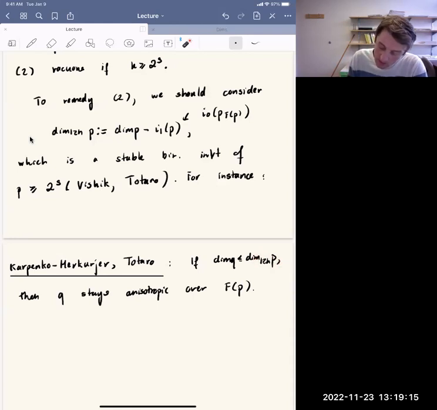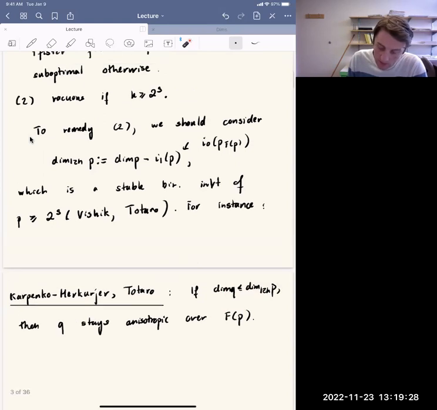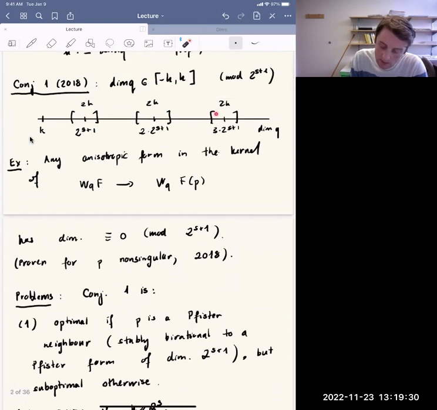So there should be some statement that takes this result of Karpenko-Merkurjev and Totaro into account, this result of Karpenko into account, and other known results as well. And this was clear from the very beginning, but at the time when I first found this conjecture, it wasn't clear to me at all what such a generalization of this should look like.